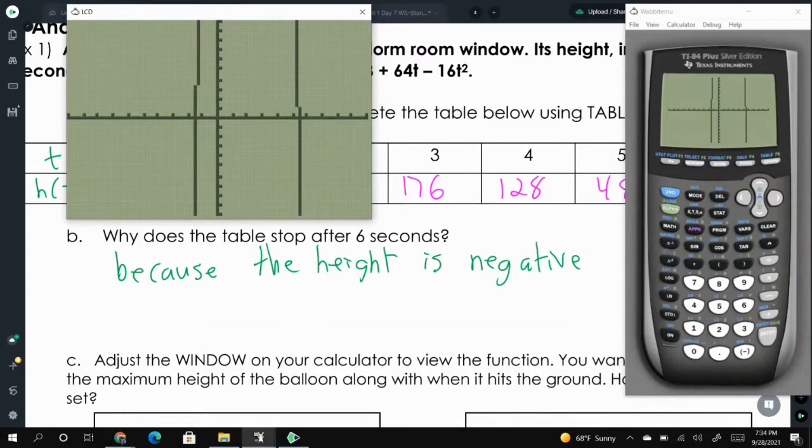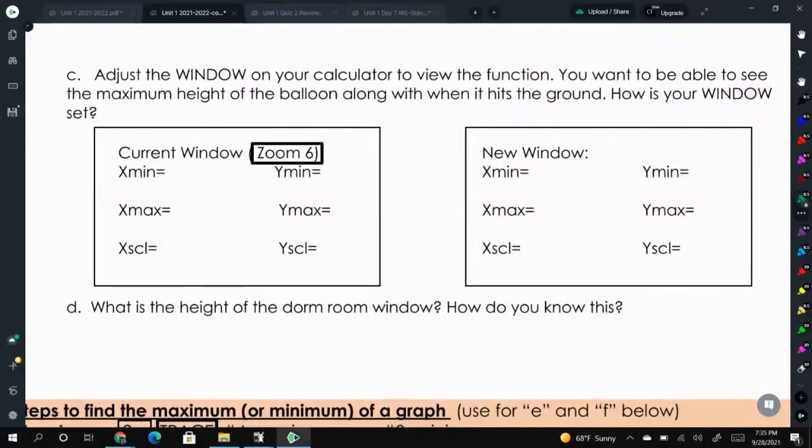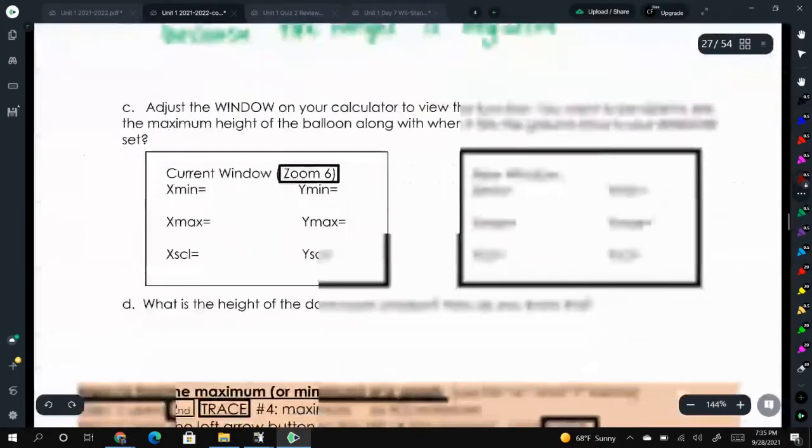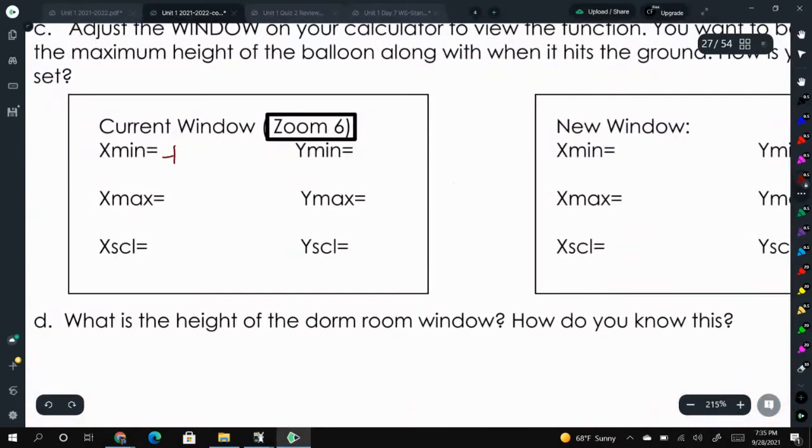We want to change our window because you can clearly see that we don't see a lot of the graph. Our graph goes up, and then we see it coming down. So we want to adjust our window, and there are some strategies you want to use to adjust your window. In this problem, we are not concerned with negative x values. So down here, we can say our x minimum. So right now, our window for x is negative 10, 10.